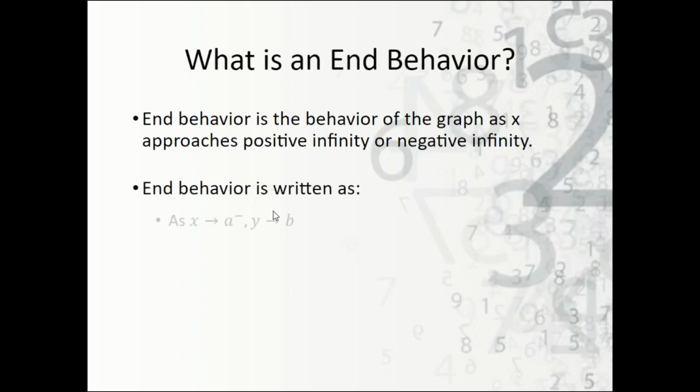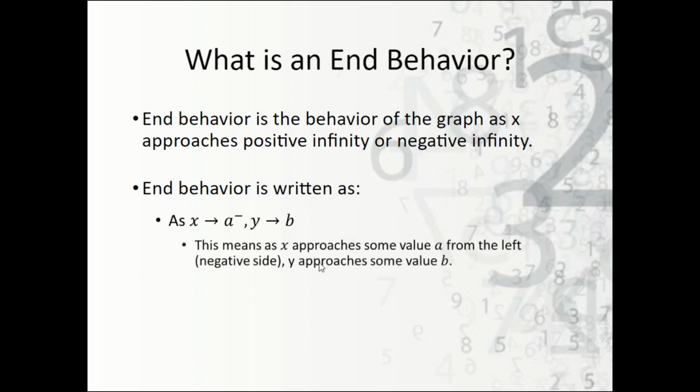So end behavior can be written as this: as x approaches some value, and it doesn't always have to be infinity or negative infinity. It could be some value. It could be the asymptote. So as it approaches, and this negative sign means that it's approaching from the left side, as it gets close to that point from the left side, y is approaching some value. The other version would be as x approaches that point from the right side, then y is approaching something.